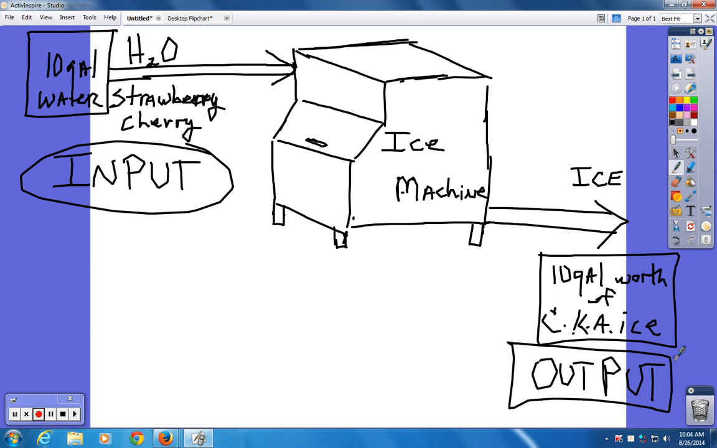Exactly. If I put 10 gallons of water in the ice machine, I'm going to get 10 gallons of ice. If I put 2 gallons of water in, I'm going to get 2 gallons of ice. If I put 1 cup of water in, I'm going to get 1 cup of ice. It doesn't work the other way around. I want 5 gallons of ice, so I'm going to put in 2 gallons of water. Doesn't work that way. The output is dependent upon the what?